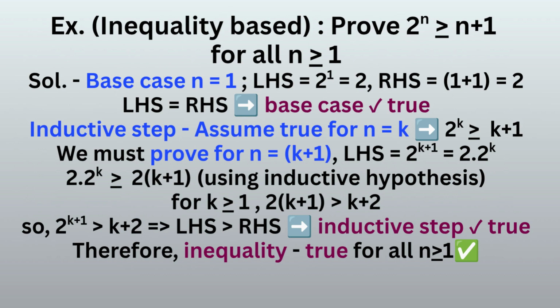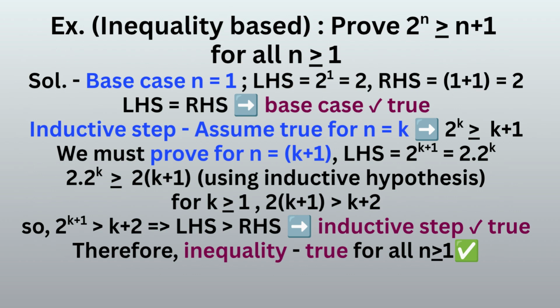Now, let us take a slightly harder and very important inequality proof using mathematical induction. For base case n equal to 1, both sides become 2. So the base case is verified. Now we assume that the inequality is true for some natural number k. So 2 to the power k is greater than or equal to k plus 1. Now our aim is to prove the inequality for k plus 1. We start by rewriting the left hand side.